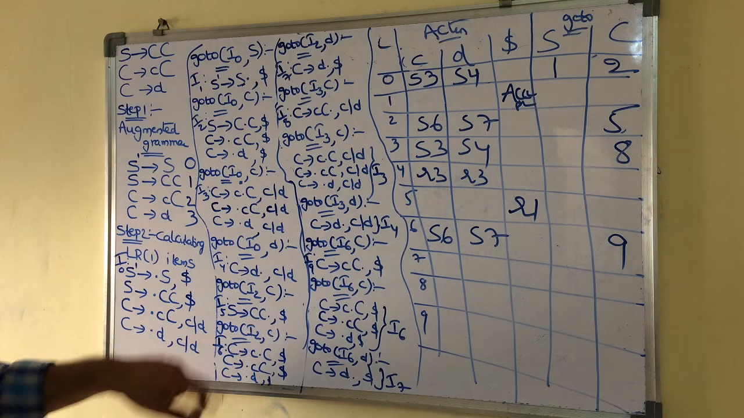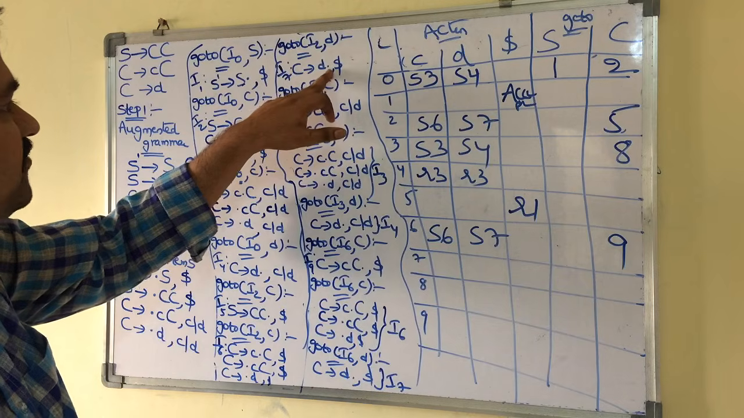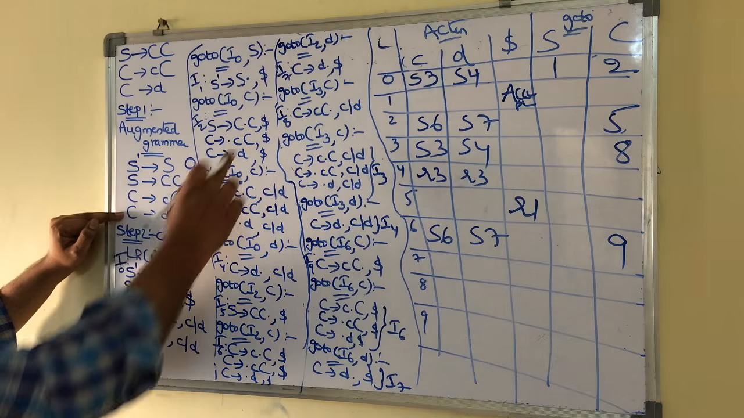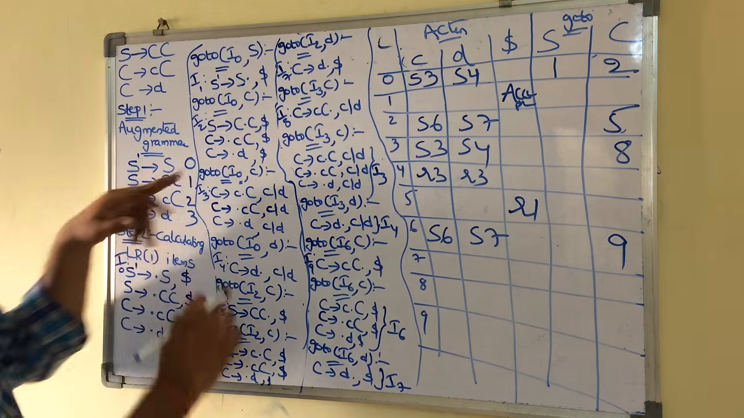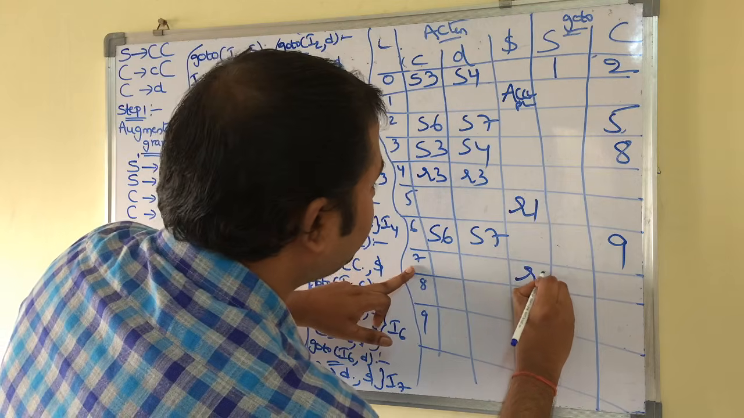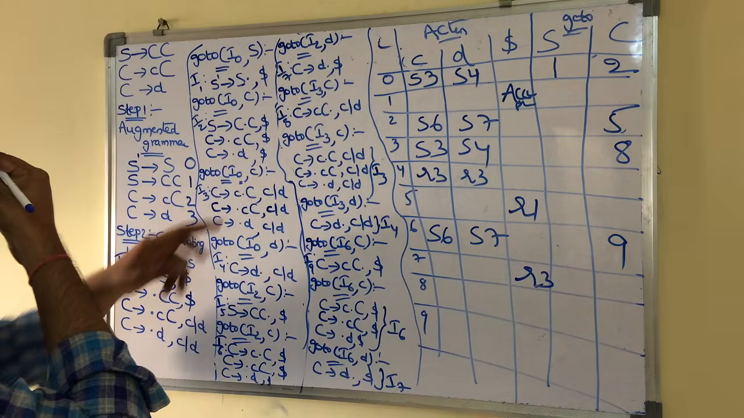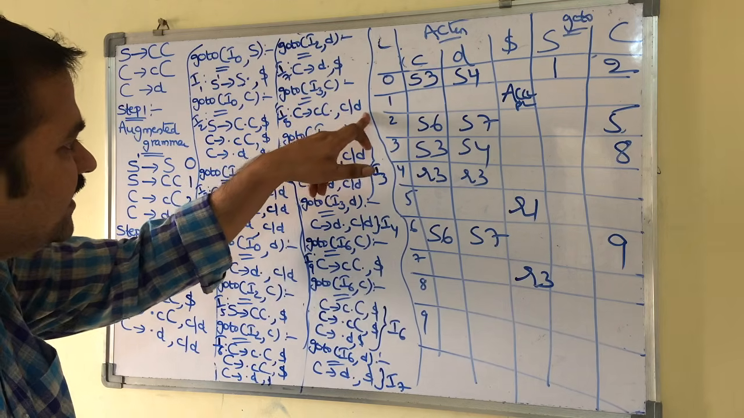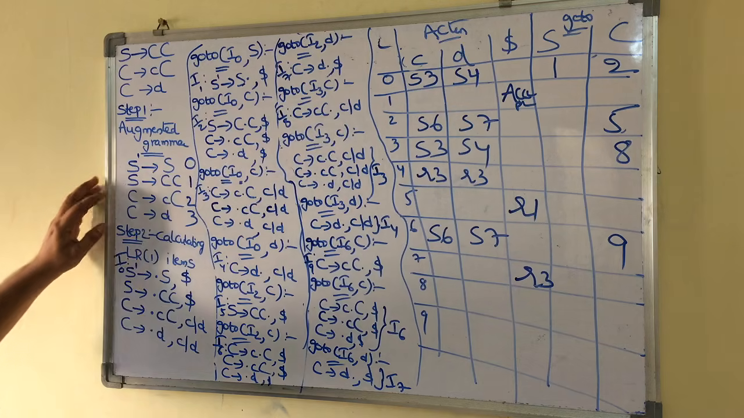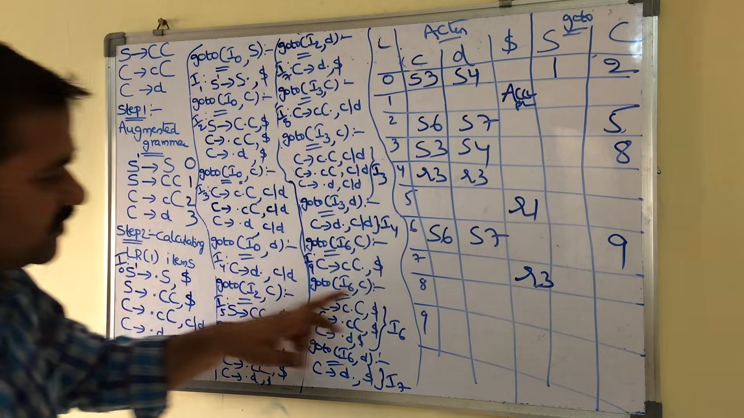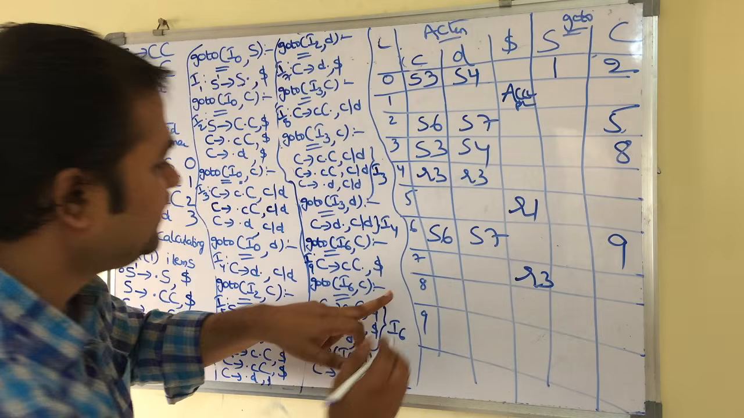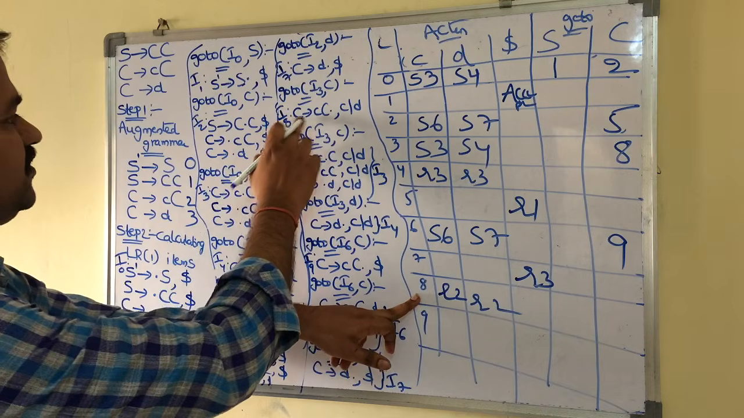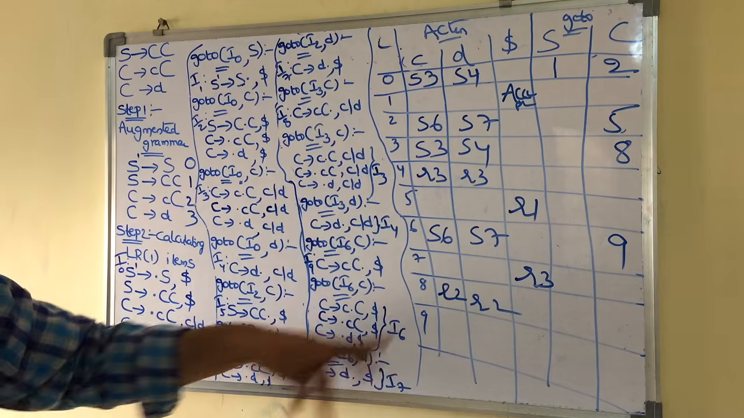Next, I6. In I6 we don't have any final items. In I7 we have a final item. So in $7 we have to add C produces D, which is production 3. So in $7 we have to add R3. Next one, C produces CC dot. This is a final item only. So 8 on C and 8 on D. What is the production number? 2 is the production number. So 8 on C and D is R2, R2. Why? Because C produces CC is production number 2.